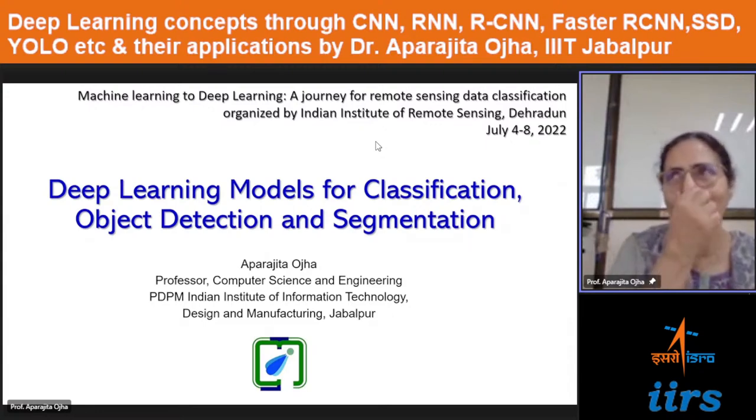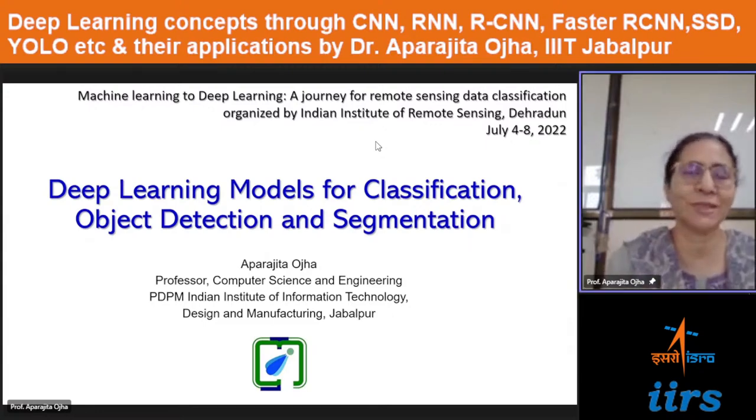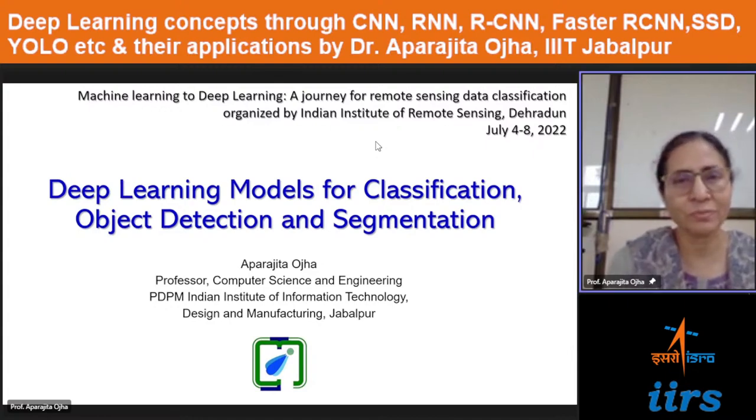Today we shall be talking about deep learning, which has come out as a very important research tool for finding solutions to difficult problems. Here we shall be talking about deep learning models for classification, object detection, and segmentation.